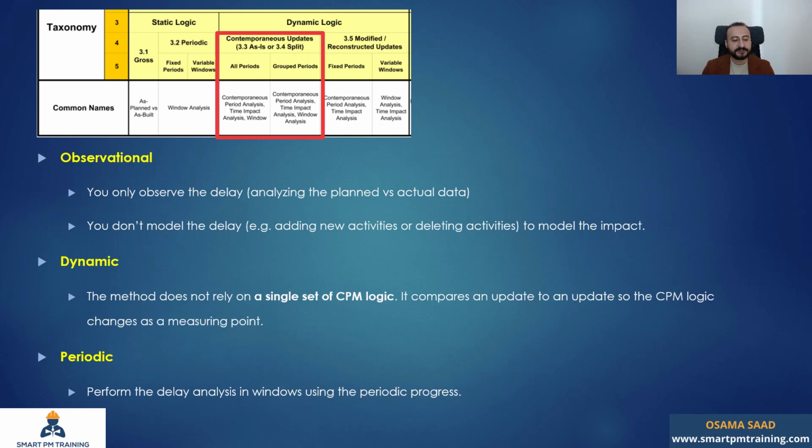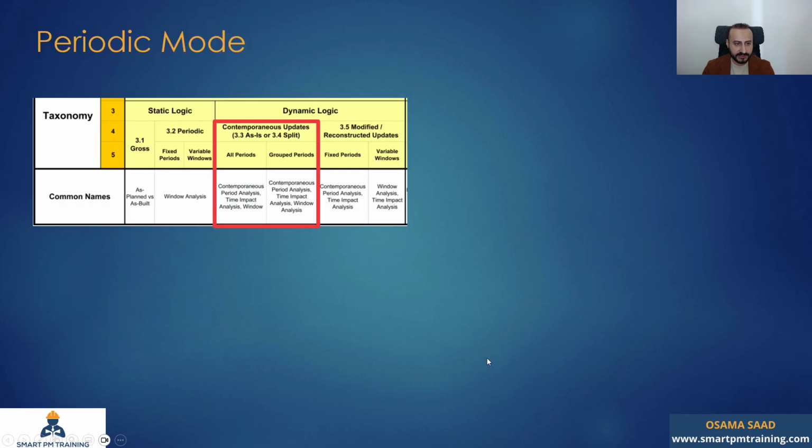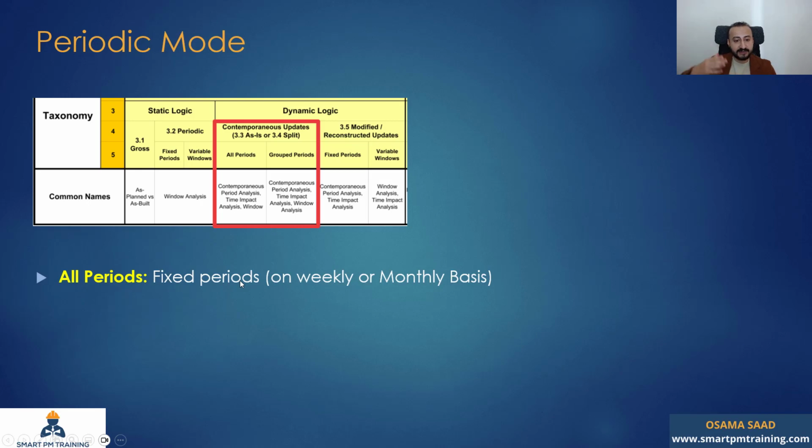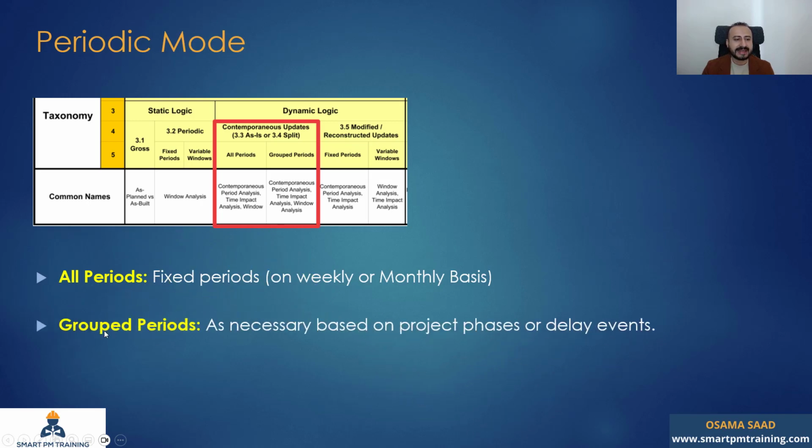Periodic: we perform the delay analysis in windows using the periodic progress. What is the periodic mode? We can have it as fixed periods, for example. The way I showed you, I have done it on an update to an update, so it can be on a weekly or monthly basis, or it can be grouped periods as necessary based on project phases or delay events.